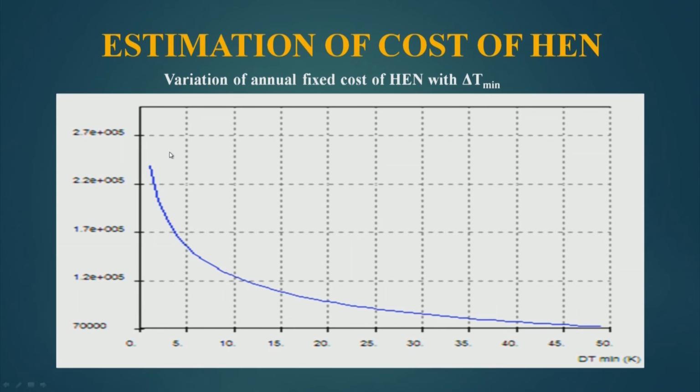Now, this shows you the variation of annual fixed cost of N with delta T minimum. Here we also see that this is a nonlinear relationship, and this was expected, because the area changes in a nonlinear fashion with delta T minimum, and the relationship between area and the cost is also nonlinear. So, we expect that there will be a nonlinear relationship between the annual fixed cost and delta T minimum as well.